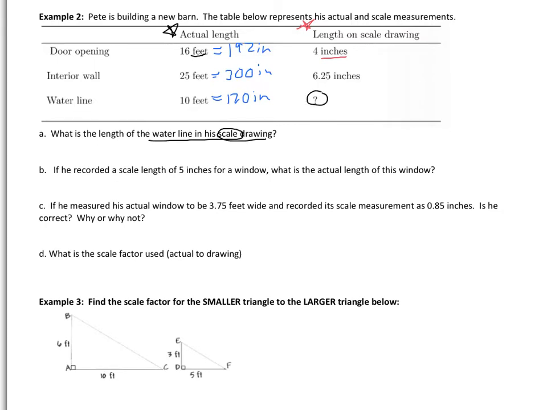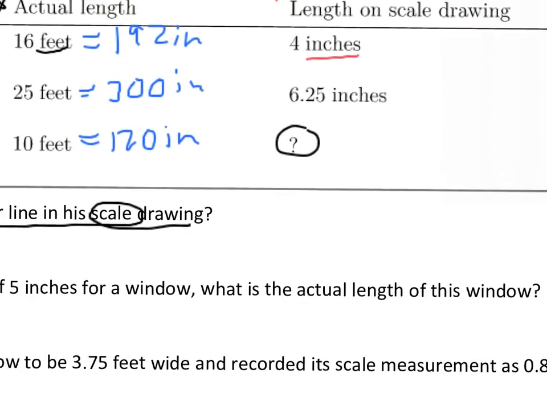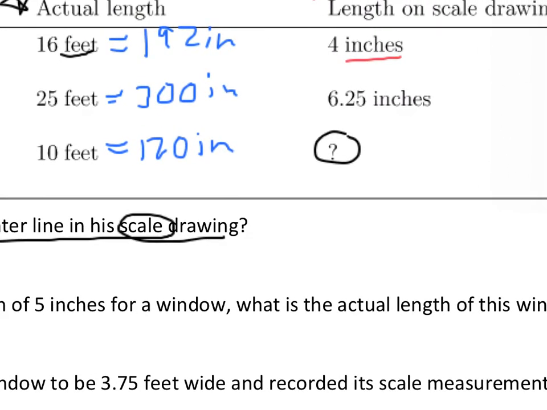Well, we don't know it. Well, these objects are proportional. So I can choose a comparison here. If we go with door opening, I'm going to choose to use four inches on a scale drawing is equal to 192 inches of actual length. Well, we're going to use that ratio because all objects have to be proportional. And we're going to make another one and say, well, you know what, I don't know the water line length on scale, but I do know that in the actual building it's 120 inches. And there's our proportion, which we talked about.